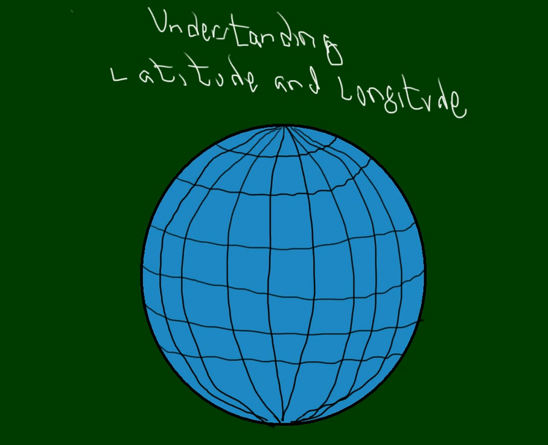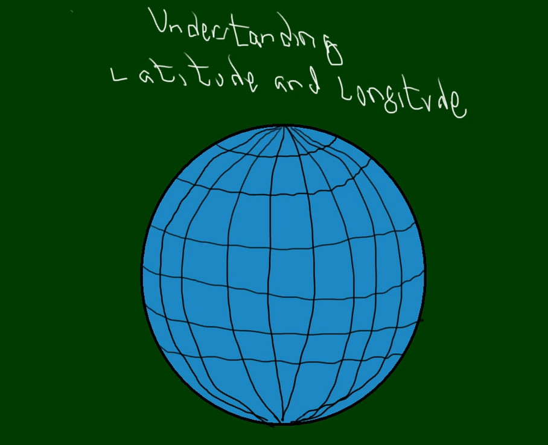Hello, this is Reed Tillery, and in this video we want to look at understanding latitude and longitude. Latitude and longitude lines on the Earth are imaginary vertical and horizontal lines that form what's called the lat-long grid.